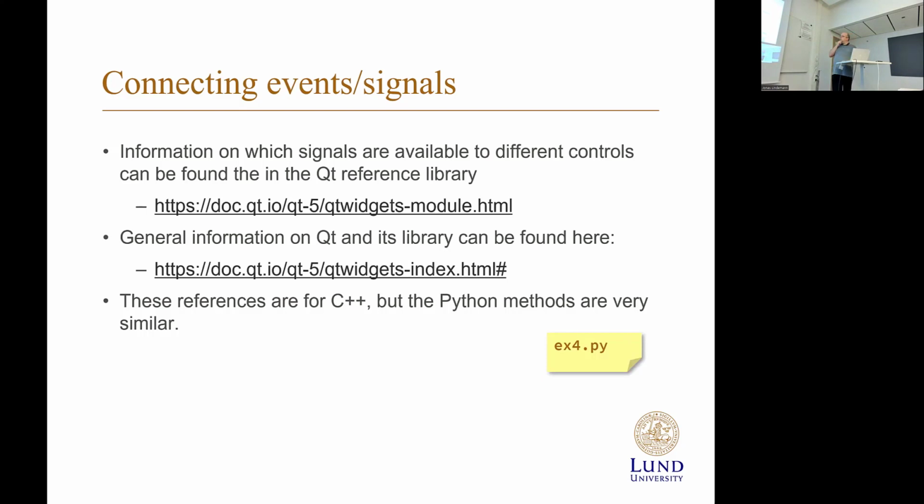And here are some links to documentation. There are a lot of objects in the Qt library, and I can't go through every attribute in these objects. If you look at these links here, you can see every class, all the methods available to each class, and also the signals.